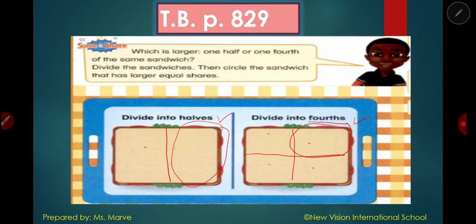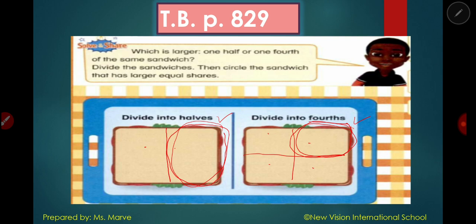If you are hungry, Eman, would you eat the 1/2, the one I circled, or the 1/4, the one I also circled? Would you rather eat which one? Of course, great, it's correct. 1/2. You should eat 1/2 of the sandwich.